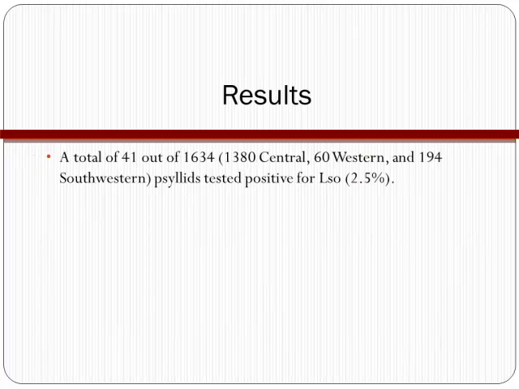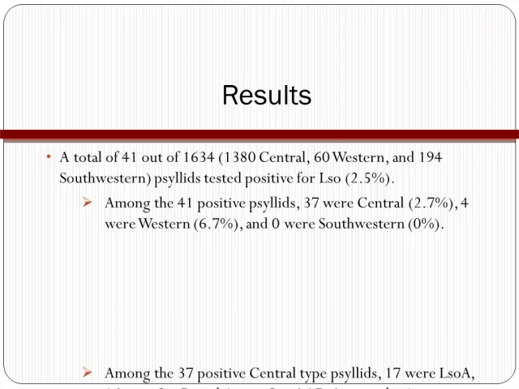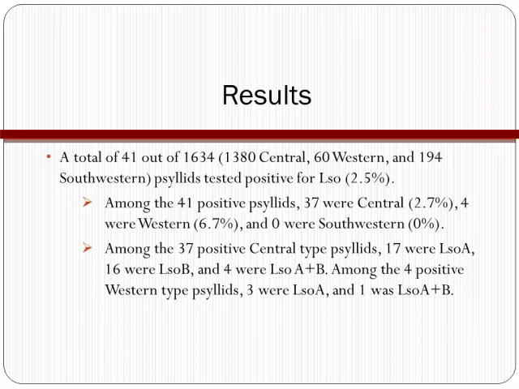A total of 41 out of 1,633 tested positive, that is about 2.5%. And among the 41 positive psyllids, 37 were central haplotype, 4 were western, and 0 were southwestern. Among the 37 positive central haplotype psyllids, 17 were LSO-A, 16 were LSO-B, and 4 were LSO-A plus B. Among the 4 positive western haplotypes, 3 were LSO-A, and 1 was LSO-A plus B.